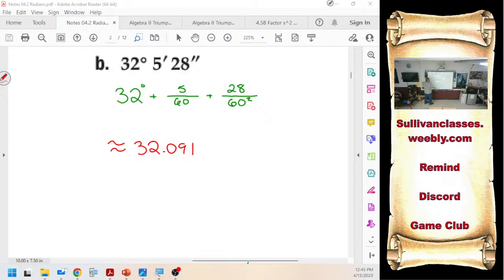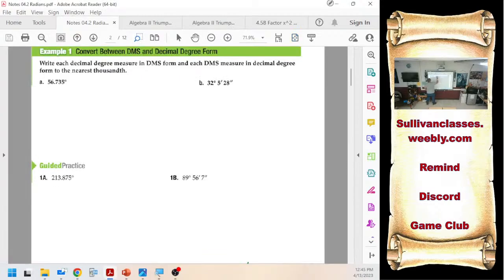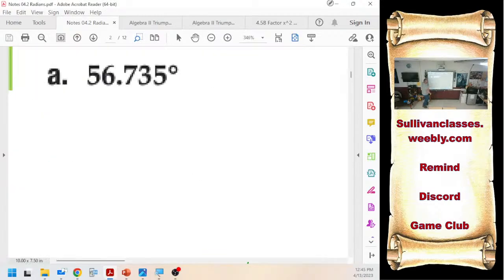Oops. Degrees. So, degree minute seconds over to just degrees, or using that same concept, work backwards. If I'm given the decimal and I want to go to degree minute seconds.